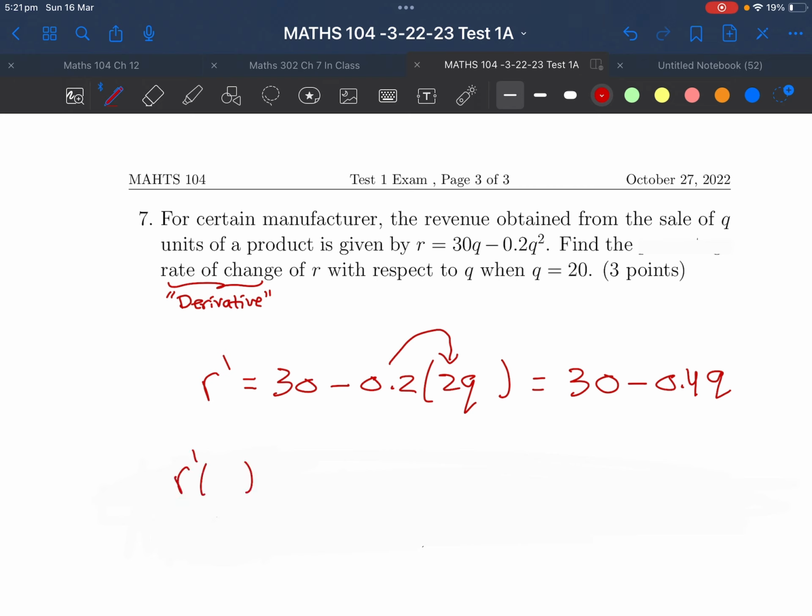Remember, I need to find the derivative when Q is equal to 20. So we substitute every instance of Q by 20. Of course, if you have the calculator, you can just plug in 20 and you will get the final answer. The final answer will be 22, and that 22 will be dollars per unit.